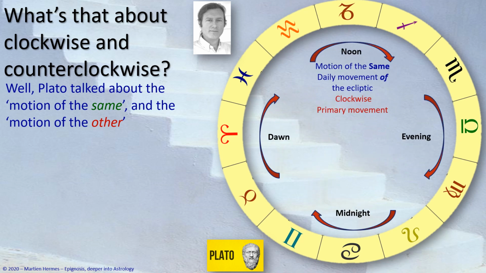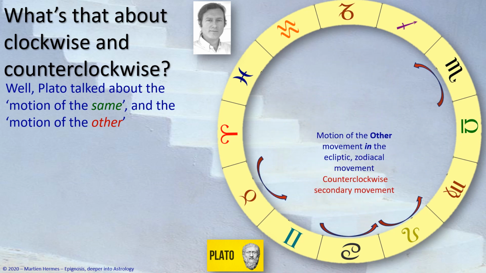We have the motion of the same, which is the daily movement of the ecliptic with everything in it and on it. So that's the clockwise direction, and it's called the primary movement. And astrologers know that primary directions are based on this motion of the heavens. The other one is this. The motion of the other is the movement in the ecliptic, the zodiacal movement of planets and all bodies in them. So that's counterclockwise, and that's called the secondary movement. And of course we know that secondary progressions have to do with this movement. So that's quite an interesting fact.